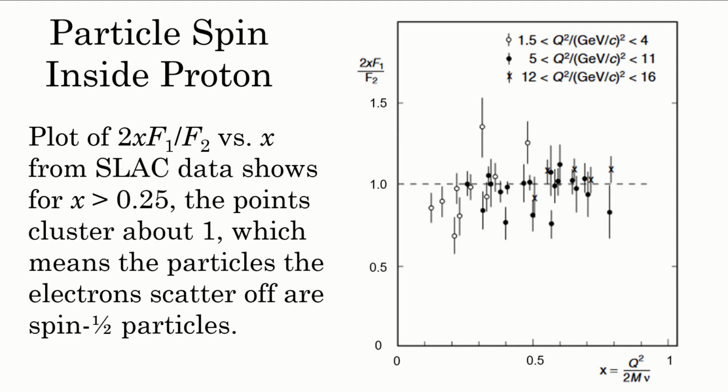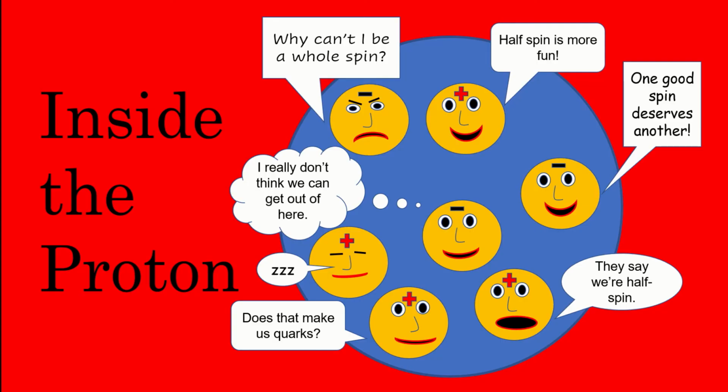In the graph shown of 2x f sub 1 of x over f sub 2 of x versus x using SLAC data, for x greater than approximately 0.25, the values of the ratio are scattered about the value 1, implying the particles inside the proton are spin 1/2 particles. From the SLAC data, it appeared the proton was made of charged spin 1/2 particles. But were they quarks?